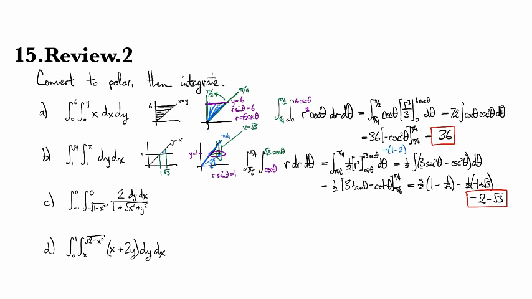All right, the next one. Okay, so this one here, what do I see? This is telling me y starts at minus square root of 1 minus x squared. So that's the unit circle, and it's the lower part of the unit circle.